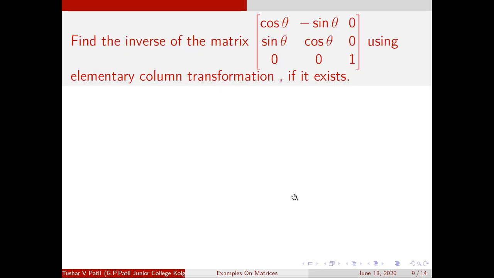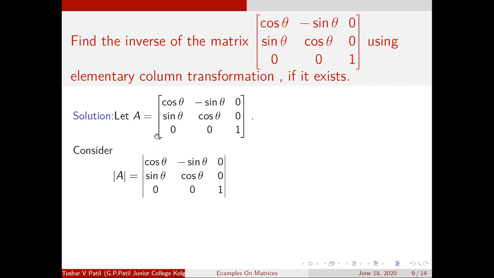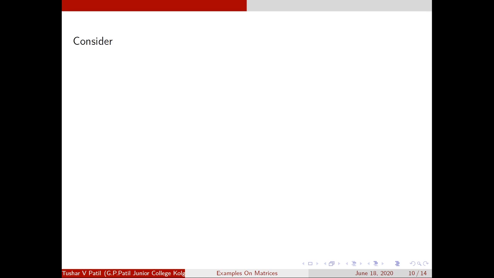Now next, to find the inverse of the matrix using elementary column transformation, first we denote this matrix by A. Now we check whether it is invertible or not. Consider the determinant of A, which is cos square theta plus sin square theta, equal to 1, which is non-zero. Therefore A inverse exists. Now for that, here we take the column transformation. Consider A inverse A is equal to identity.